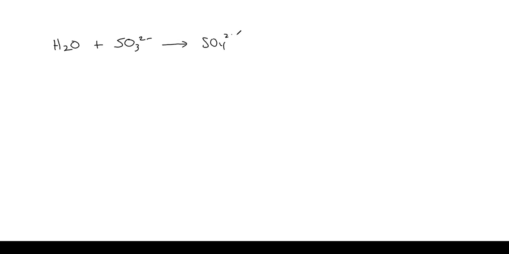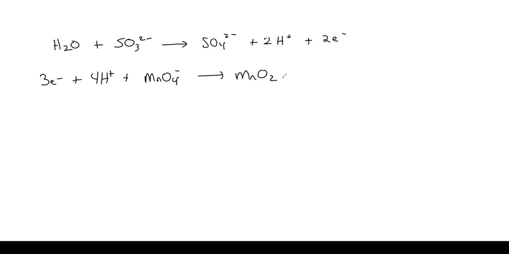Okay, so we're going to sulfate plus the 2 H plus the 2 electrons. So that's our first half reaction. Second half reaction is going to be our 3 electrons plus our 4 H plus permanganate. And that is going to go to the manganese dioxide and the 2 water.